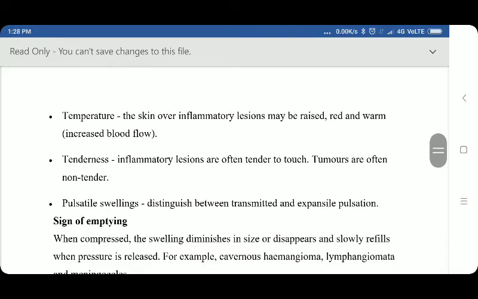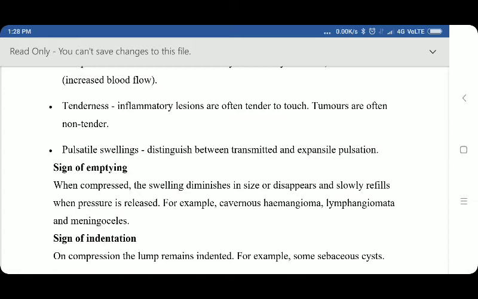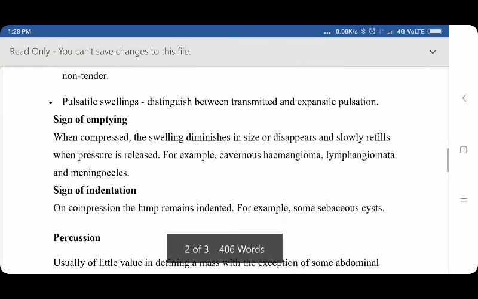Temperature. The skin over inflammatory lesions may be raised, red, and warm, with increased blood flow. Then tenderness. Inflammatory lesions are often tender to touch. Tumors are often non-tender. Pulsatile swelling. Distinguish between transmitted and expansile pulsations.